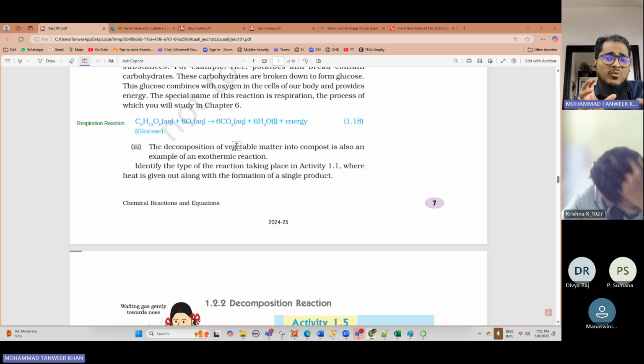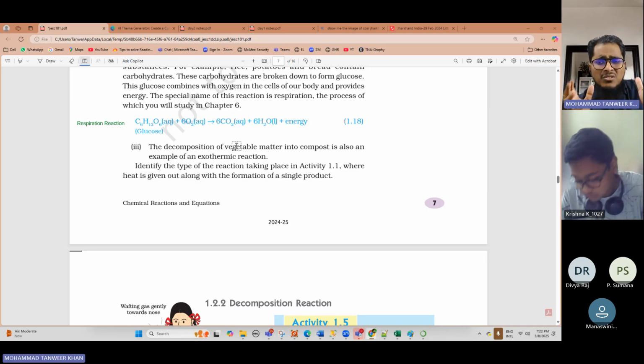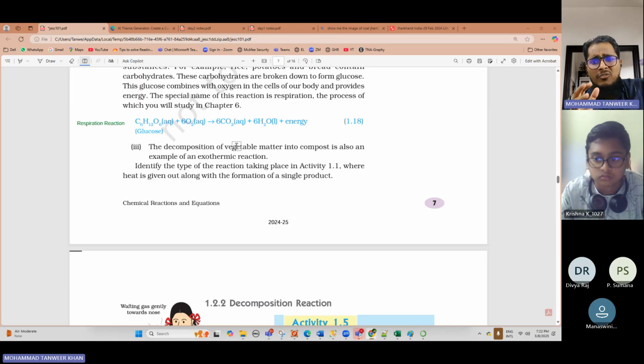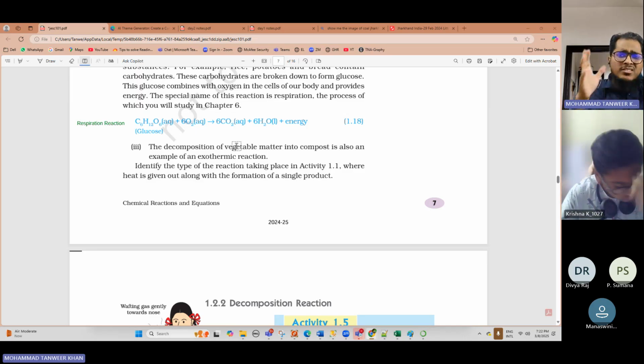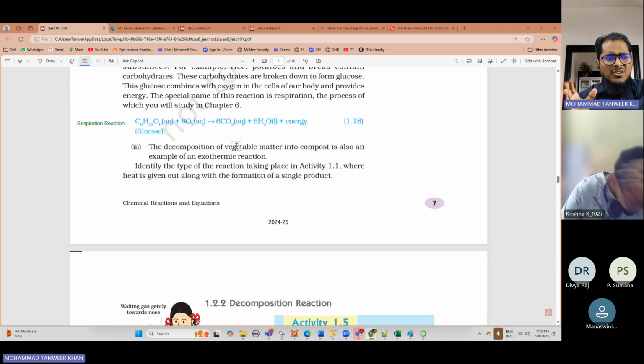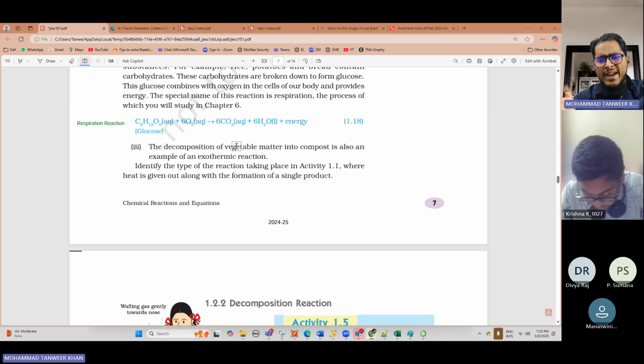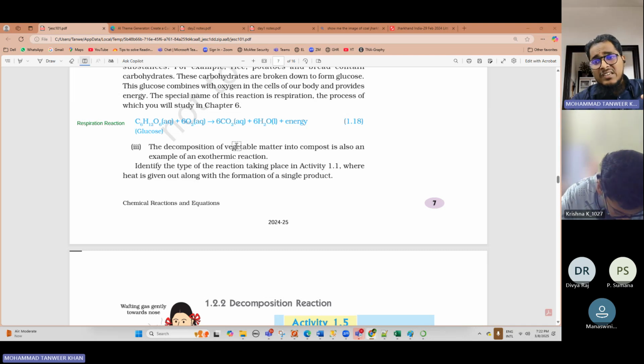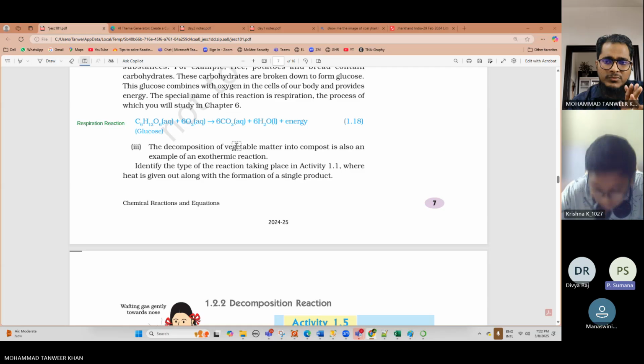Now, in this reaction, what happens? This organic matter reacts with oxygen and water, especially during the rainy season. If there is a lot of dust and garbage, after some time you will see it smells very bad, right? That is what gives compost, and that releases heat as well. Along with carbon dioxide, it releases heat. It happens because of those microorganisms, bacteria, fungi, and other decomposers like earthworms. Okay, sir, thank you.